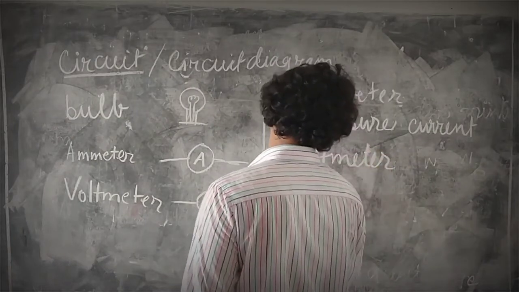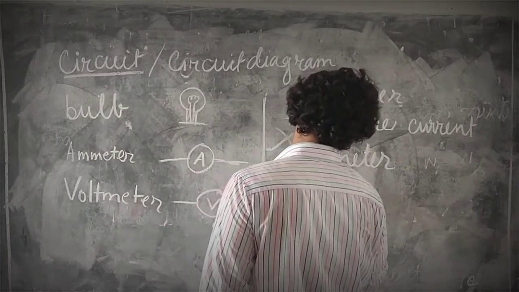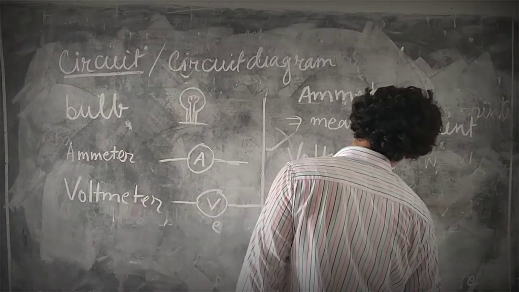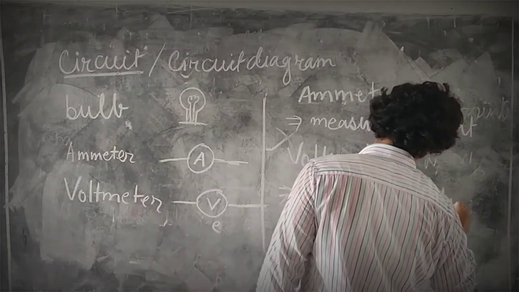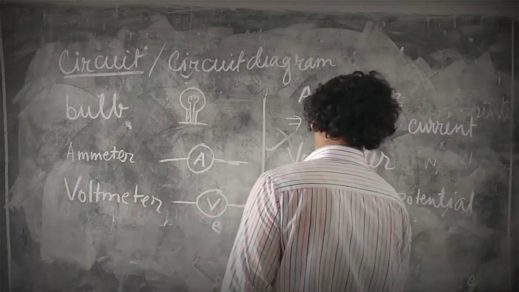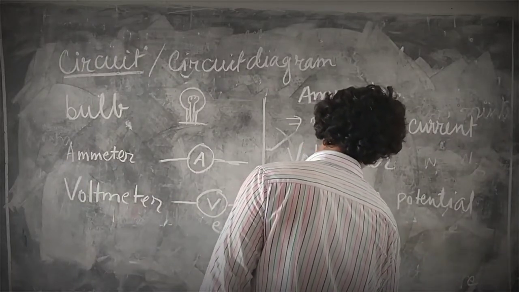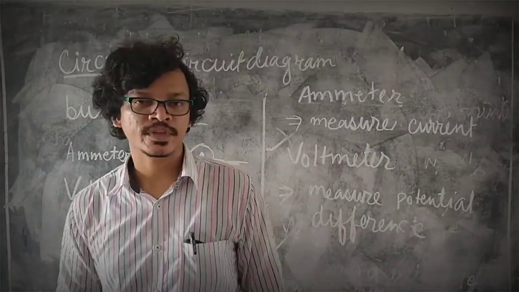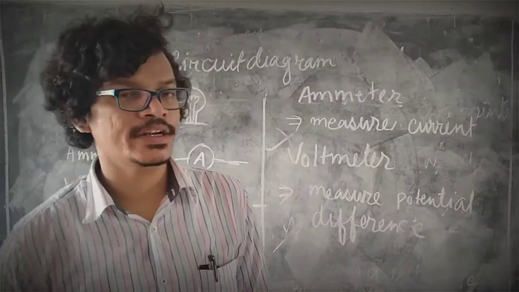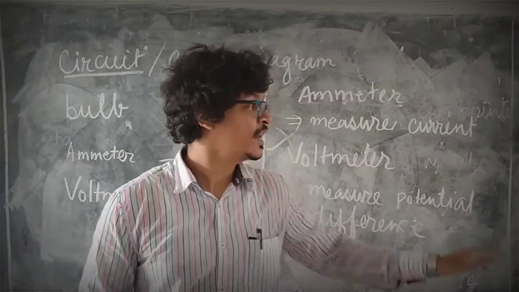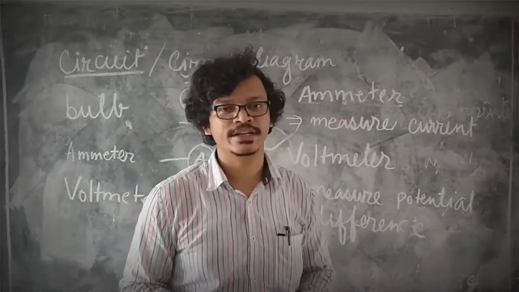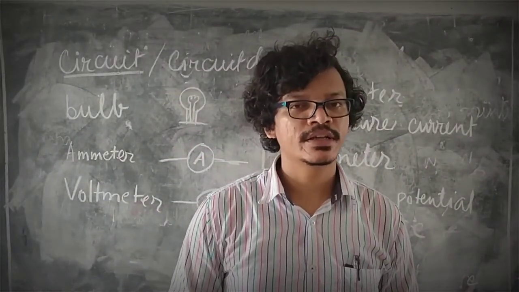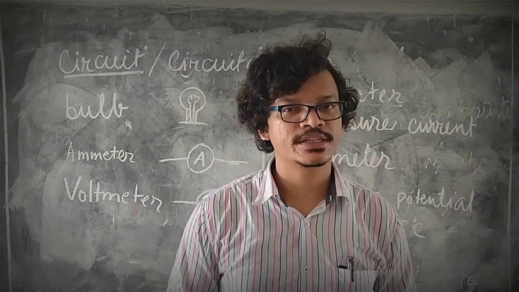And voltmeter, what is a voltmeter? Voltmeter measures potential difference. Ammeter measures current and voltmeter measures potential difference. Ammeter is always connected in series and voltmeter is always connected in parallel in the circuit. We will see in detail what is series connection and parallel connection.